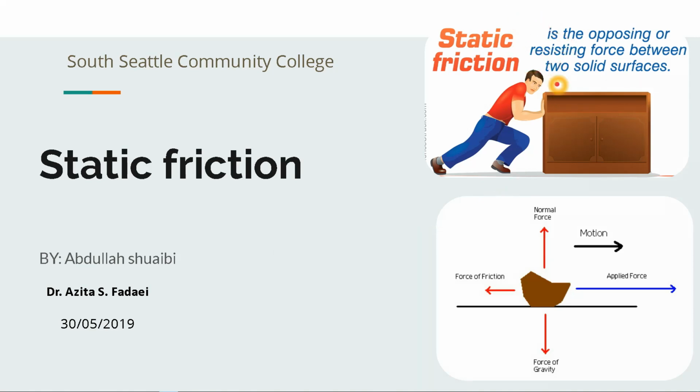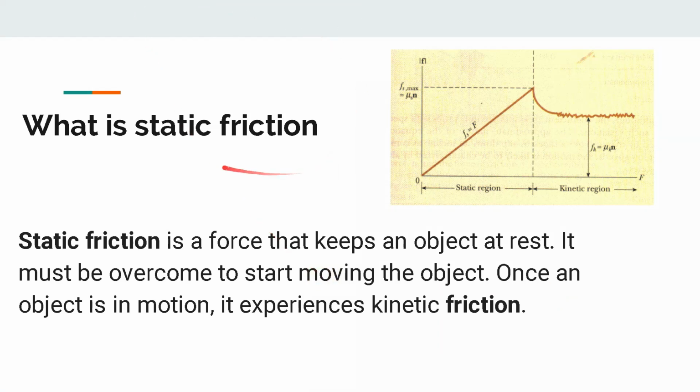As you can see here in one of the photos I have, it says static friction is the opposing or resistance force between two solid surfaces. So let's talk about it more. What is static friction exactly? Static friction is a force that keeps an object at rest.